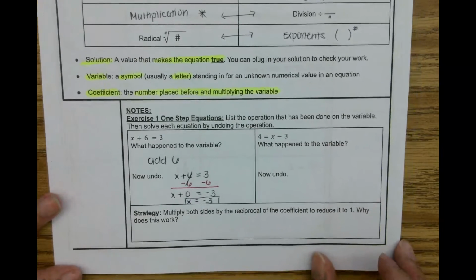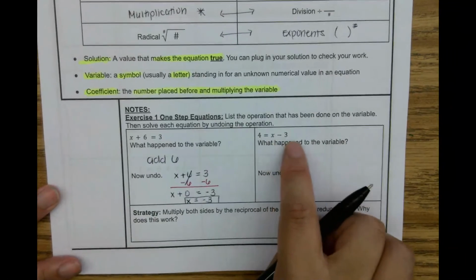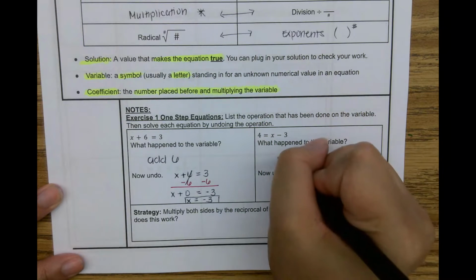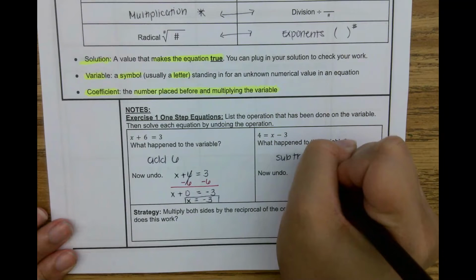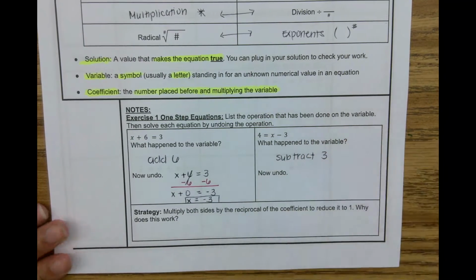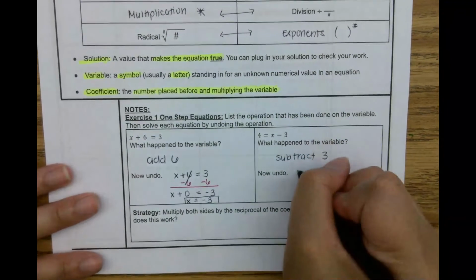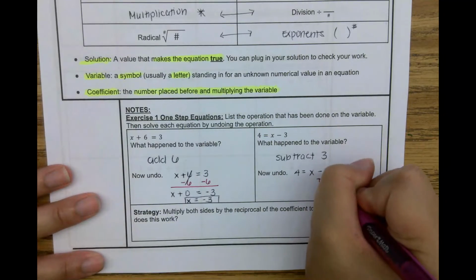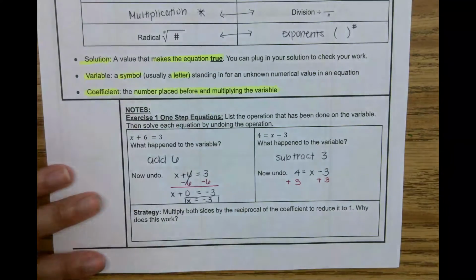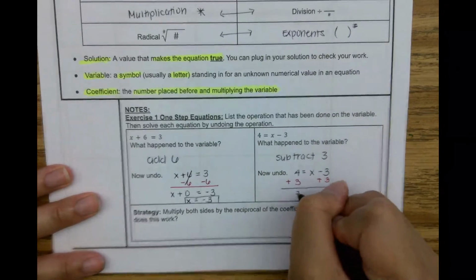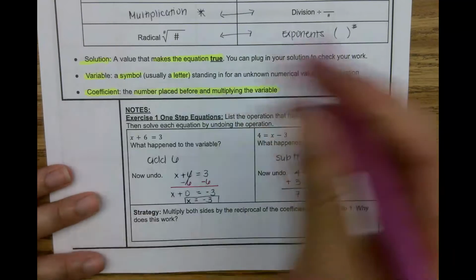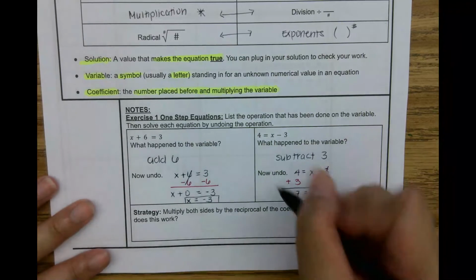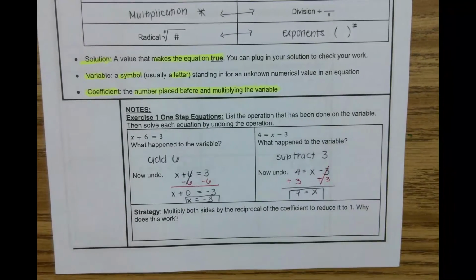So let's try this problem. We have 4 equals x minus 3. What is happening to our variable? Here our variable x is being subtracted, right? We're subtracting 3. So in order to undo it, we're going to do the opposite of subtracting 3, which is add 3. And so 4 plus 3 is 7 equals x. The minus 3 and plus 3 ends up being plus 0, and since that doesn't change anything, my final answer is 7 equals x. Okay.